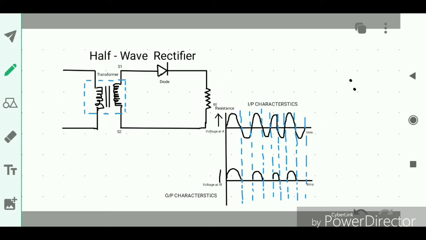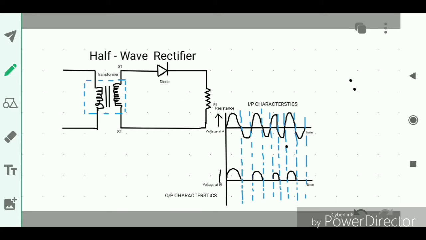So why the transformer? Because transformers have two uses. First is to provide isolation, and second is to drop the voltage to the desired level which we want. For example, if you have 220 volts AC available and you need 12 volts, you can drop it using a transformer. Second, we have the diode.